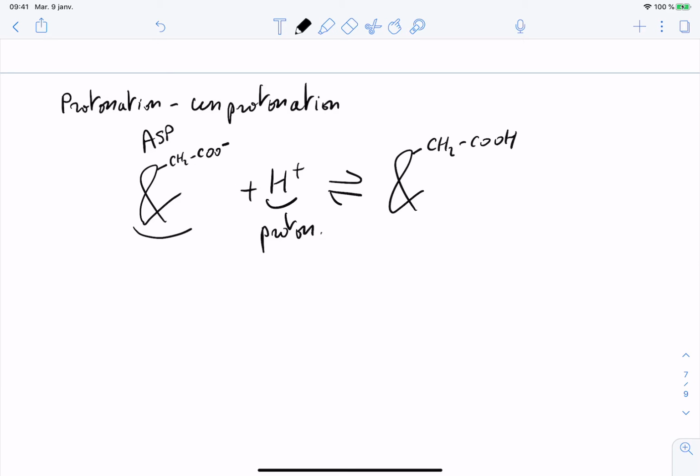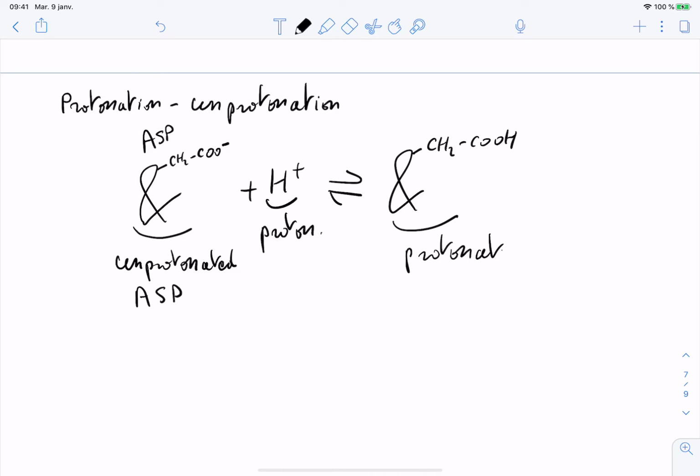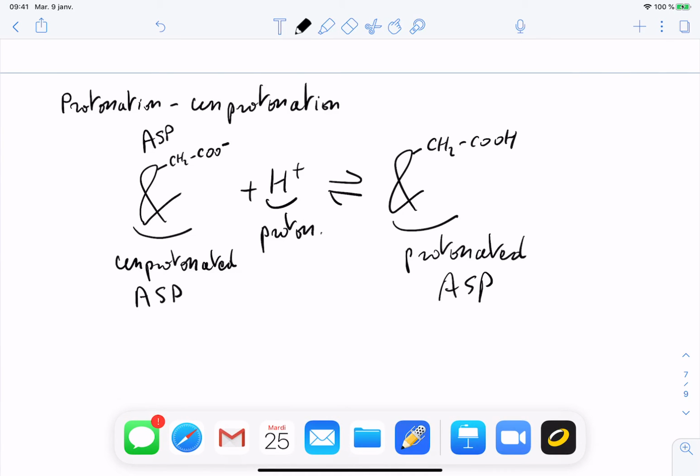So you don't have a proton, you don't have an H+ on the COO minus. And so here you have the unprotonated aspartic acid, and here you have the protonated aspartic acid. Okay, so that's a protonation-unprotonation equilibrium.